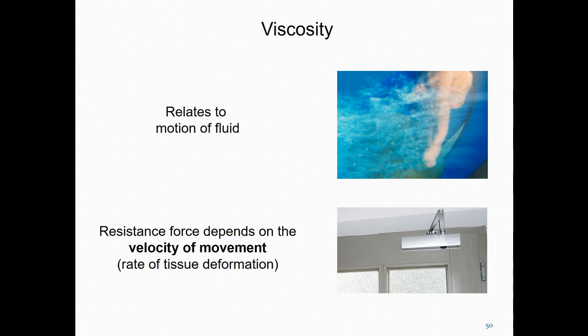An everyday example of viscosity can be seen in a door damper. You've all seen these devices at the top of doors. They make it impossible to slam a door. The faster you move the door, the greater the velocity that you're moving the door, the more resistance that these devices create. The final property that we're going to discuss today is viscoelasticity.